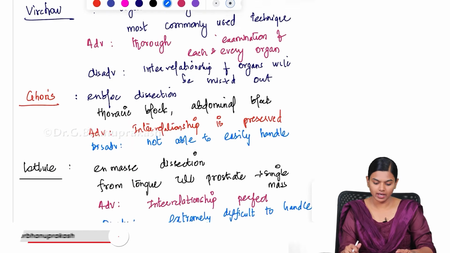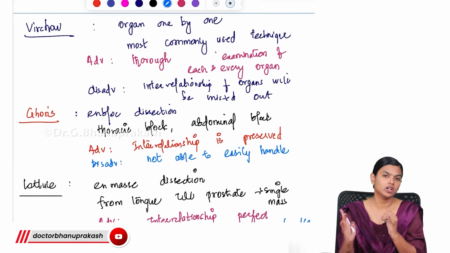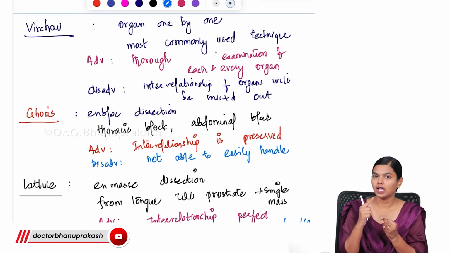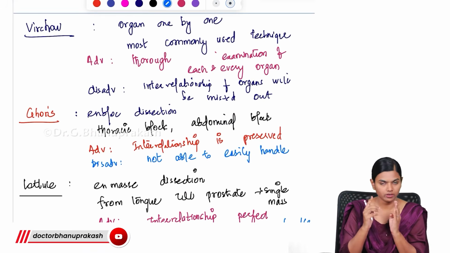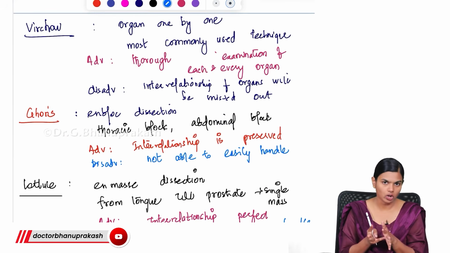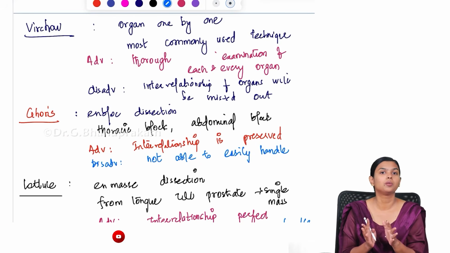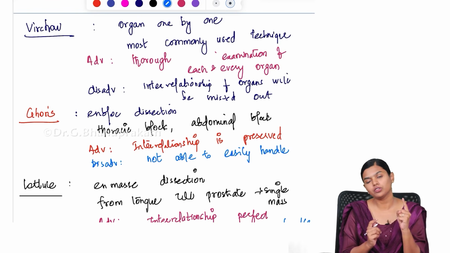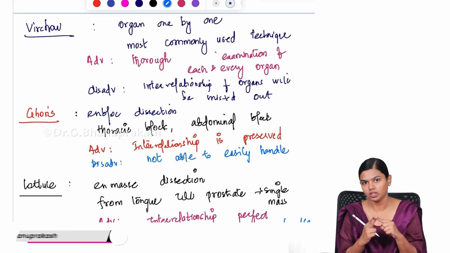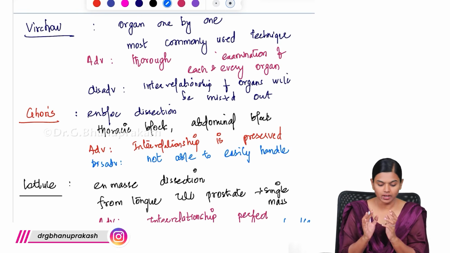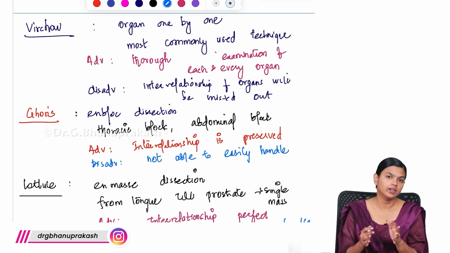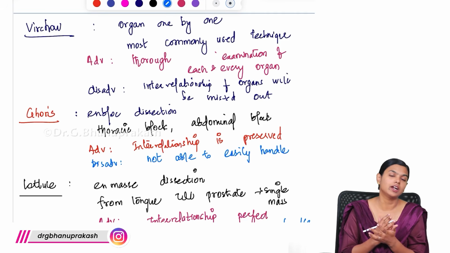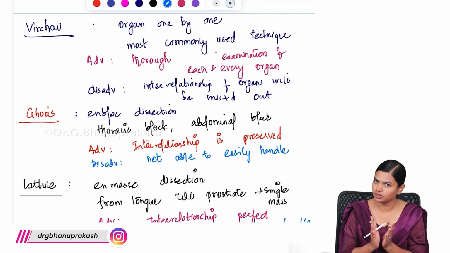So we basically have 4 types of incisions: Virchow's, Ghon's, Letulle's and Rokitansky. This incision types and this organ removal types, this is very important, and it is very important for your university exam and also NEET PG exams. And this has been asked multiple times, and you must know, if there is some question on autopsy techniques, it definitely will be this question.